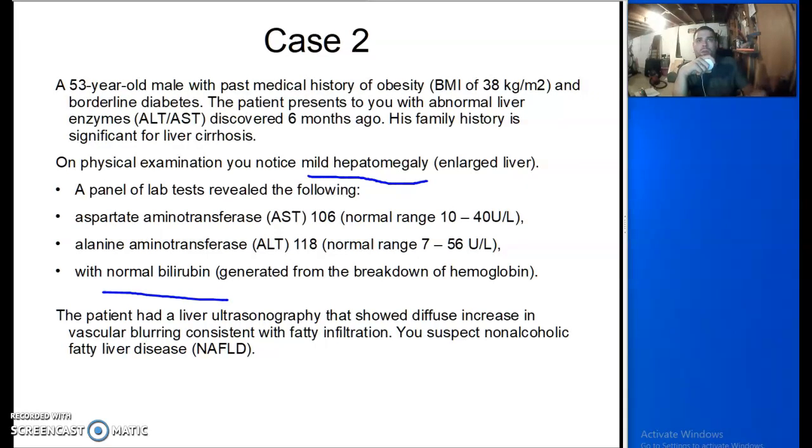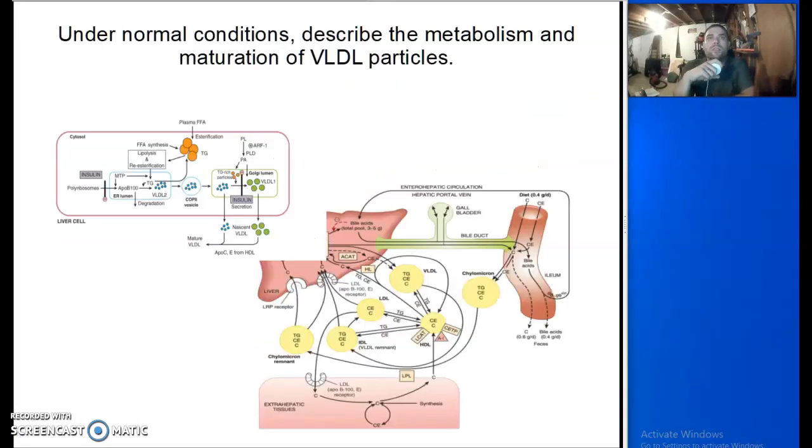So moving on, we're going to take a look at our first question, which is under normal circumstances and conditions, we're going to describe the metabolism and maturation of VLDL particles. We're going to have within the cells, and then we're going to move out into the circulation.